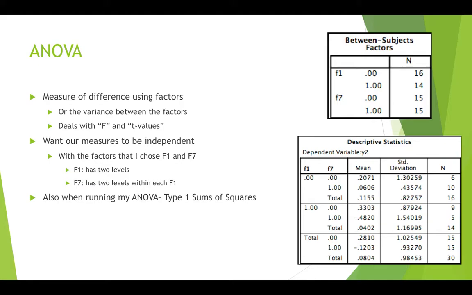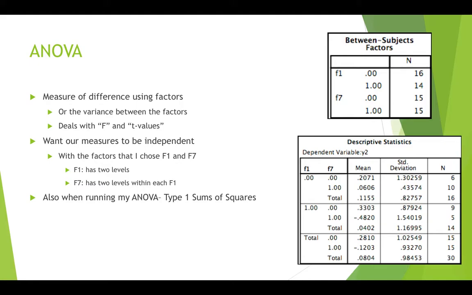What's ANOVA? As we've been told in class, it's more like the parents of the group. MRC is like the cool aunt or uncle, and ANOVA is like the parents. It's real strict. So we want to make sure with ANOVAs that this is a measure of difference using factors, and we are looking for the variance between factors. Remember that word variance, we talked about variance a lot throughout the semester. We are looking at variances here, but we are using F and T values. So we want our measures to be independent.